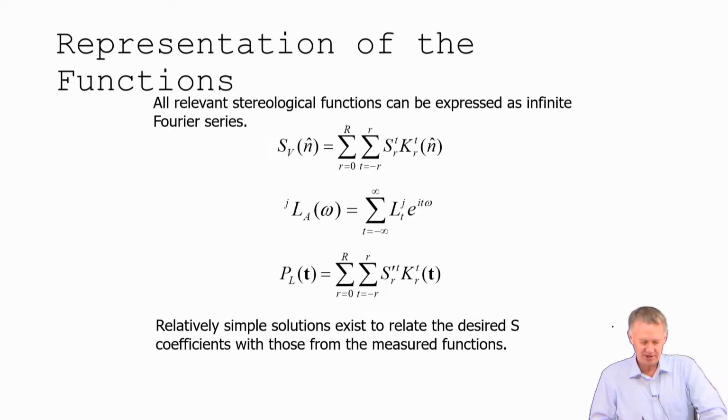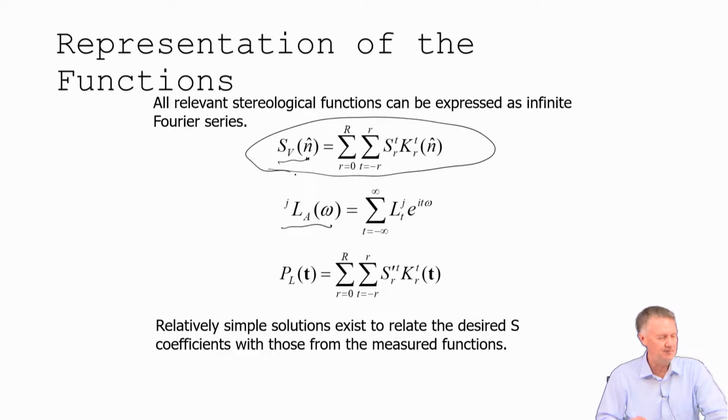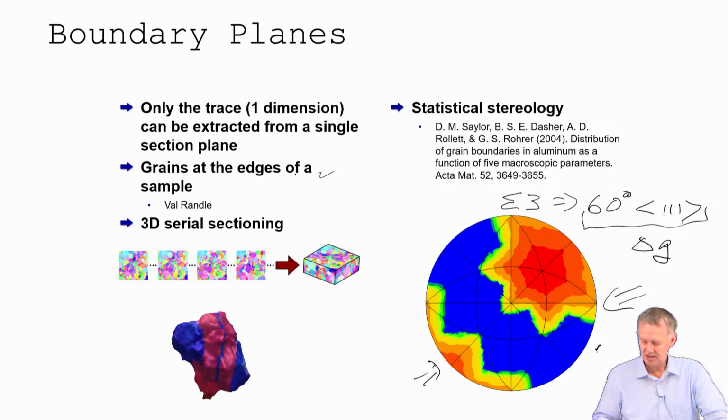Representation of these functions. I've mentioned that these can all be represented in a Fourier series expansion. This is looking at surface area per unit volume. This is looking at line length per unit area as a function of angle of the boundary. So this is the function that we want. This is actually what this gives you.